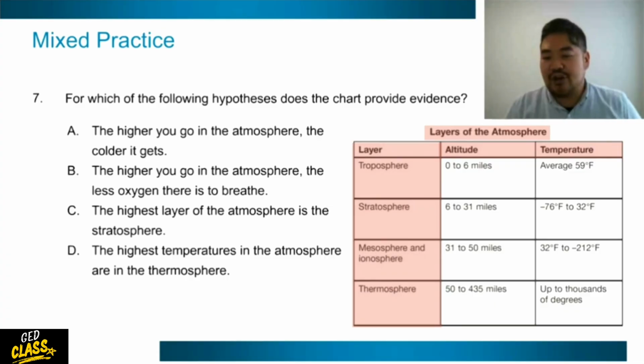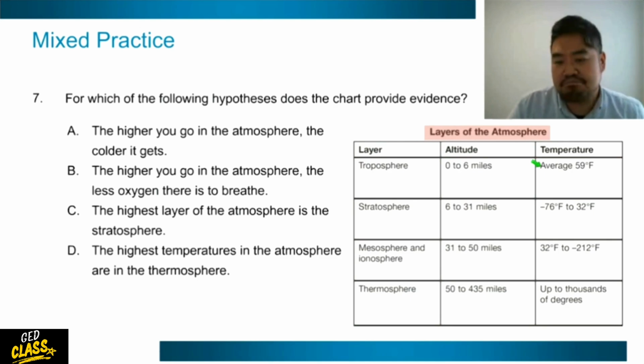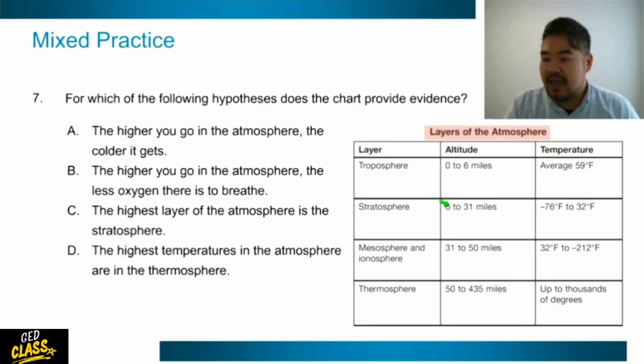Choice A says the higher you go in the atmosphere, the colder it gets. Well, at first, this actually looks pretty good. We're starting in the troposphere. And in the troposphere, the altitude is 0 to 6 miles. And the average temperature is about 59 degrees Fahrenheit. Then we're in the stratosphere. Stratosphere is the next layer up. So we're going higher in the stratosphere. And notice that temperature range goes down, -76 to +32.